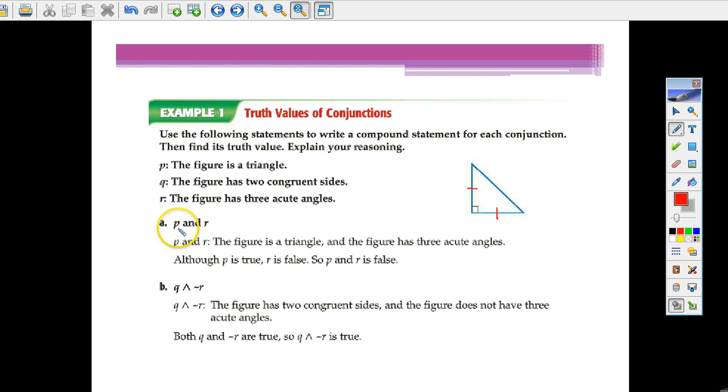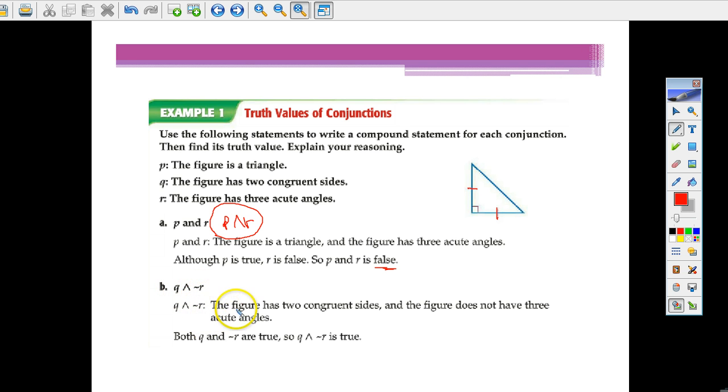Okay, so P and R: the figure is a triangle, and the figure has three acute angles. Although P is true, R is false, because it has two acute angles and one right angle. So this statement is false. Okay. If P is true and R is false, if one of them is false, then it's false.